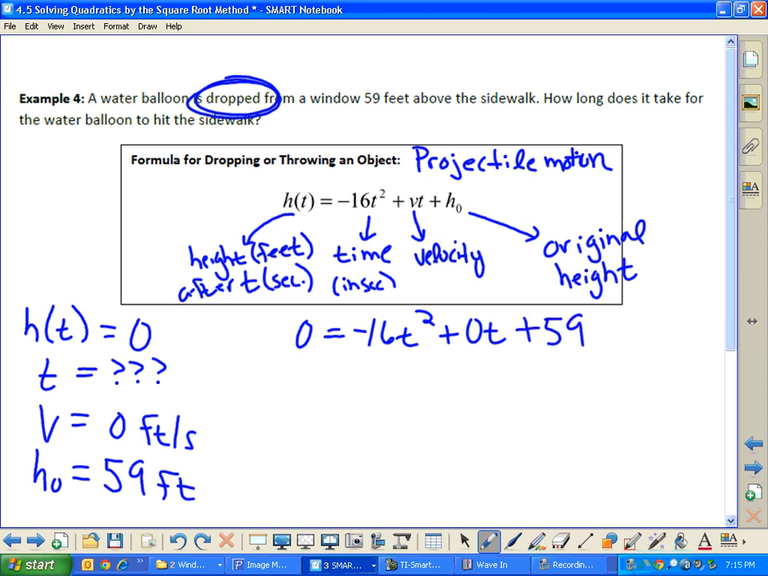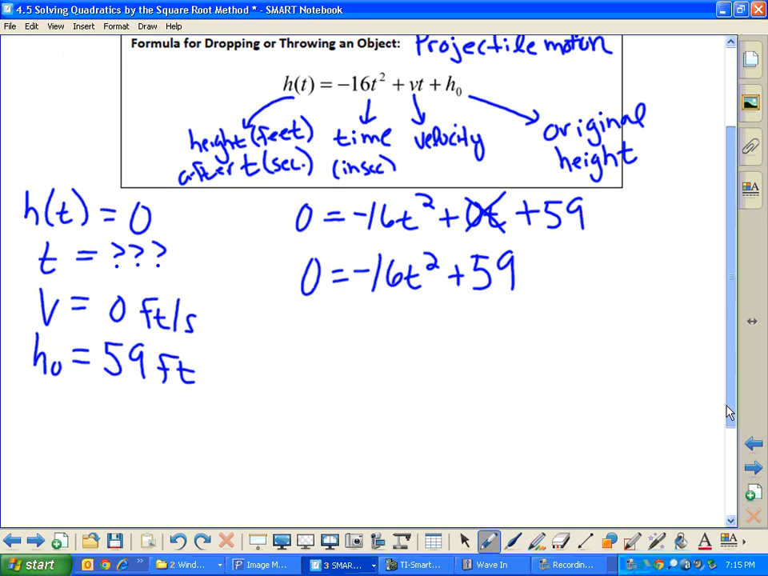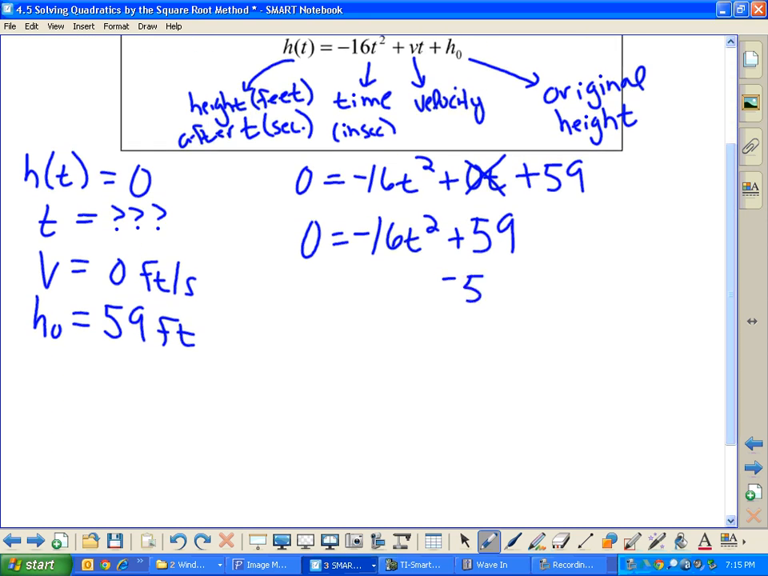I could simplify this equation. Do you see I have 0 times t in there? 0 times t, that's just 0, so that goes away. My equation is actually negative 16t squared plus 59 equals 0. And I could solve this by undoing. If it bothers you that the variable's on the right side of the equal sign, you could reverse this equation. I'm going to work with it as is. So I would subtract 59 from both sides.